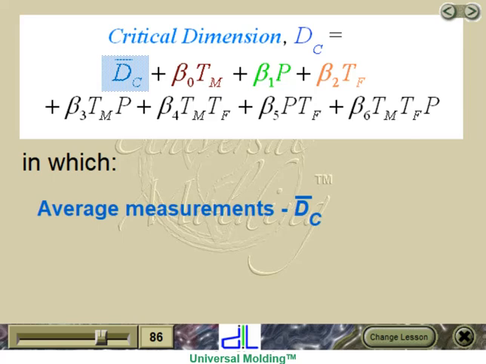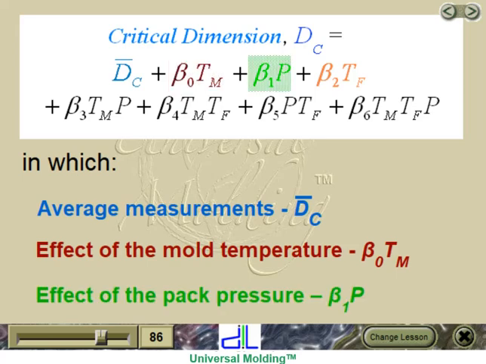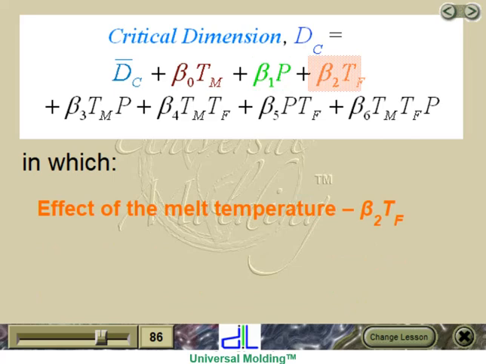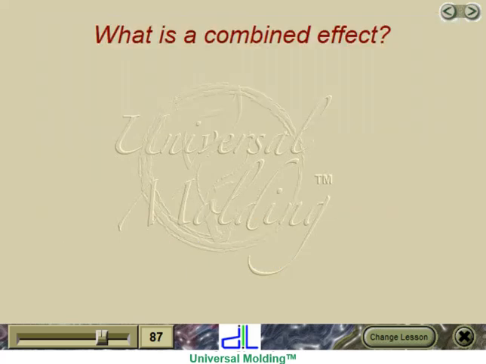in which average measurement equals D sub C, effect of the mold temperature equals B naught times T sub m, effect of the pack pressure equals B sub 1 times P, effect of the melt temperature equals B sub 2 times T sub f, and the combined effects are B sub 3 T sub m P through B sub 6 T sub m T sub f P. What is a combined effect?